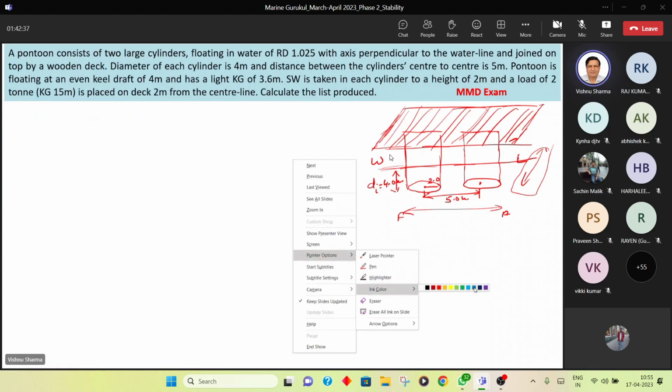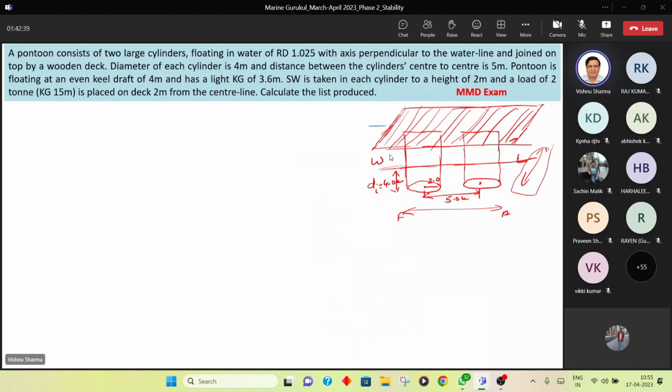If I want to draw it in the diagram, then this is my center line of the pontoon. If this is the fore and aft side, this is the center line. Then 2 meters on each whichever side you want to take, 2 tons of weight is kept here. And obviously, this will cause the vessel to list. List is what you need to find out.